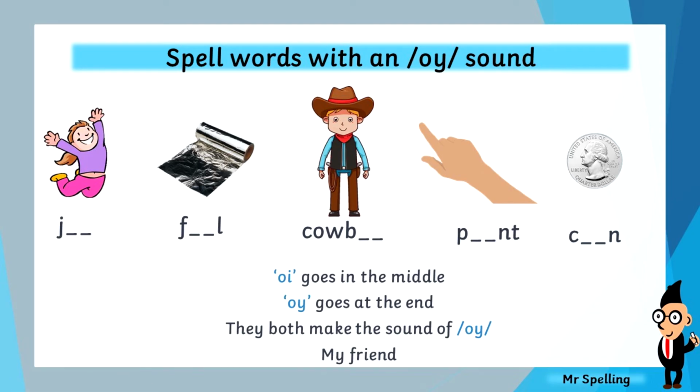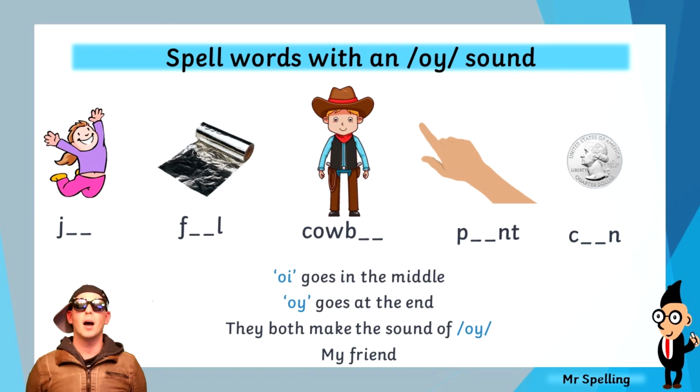Go. O-I goes in the middle, O-Y goes at the end. They both make the sound of oi, my friends.